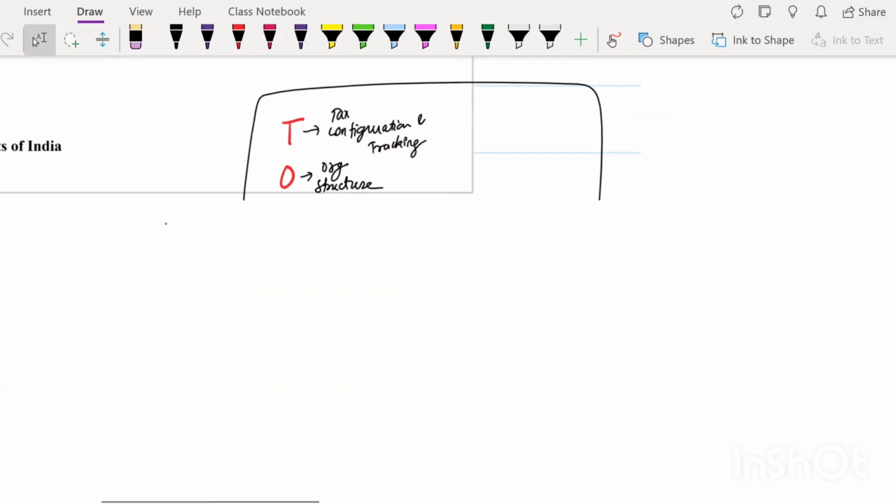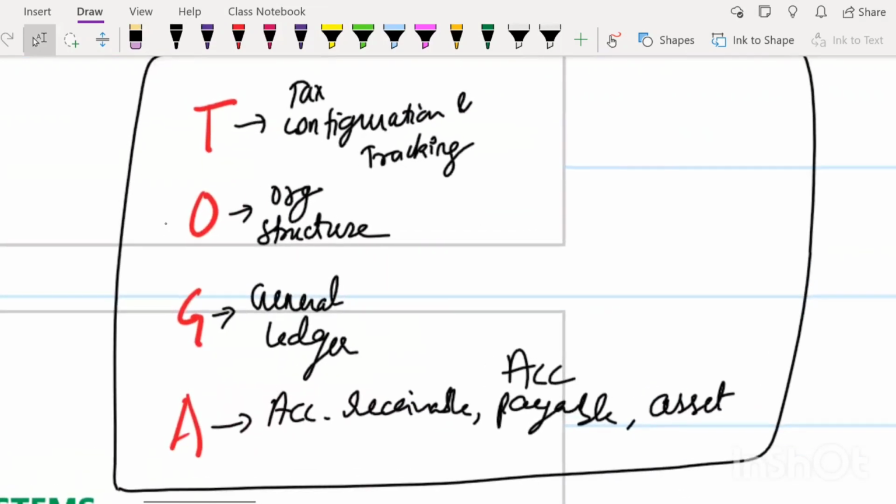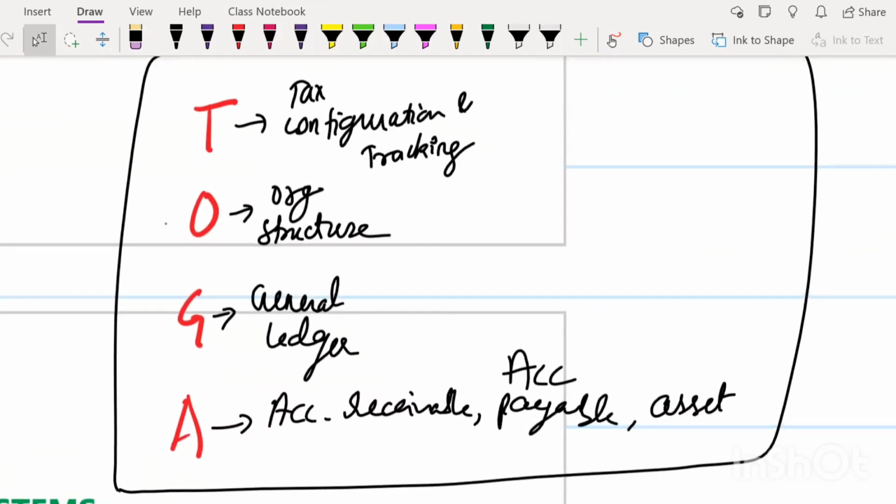Now if you see this shortcut, TOGA. Here, whatever the organization structure is, you have to update it into the ERP in relation to the financial accounting module, because only then will you know what hierarchy is present in the company. Then it will include your company codes, your company name, all the general information about that company you have to put in.